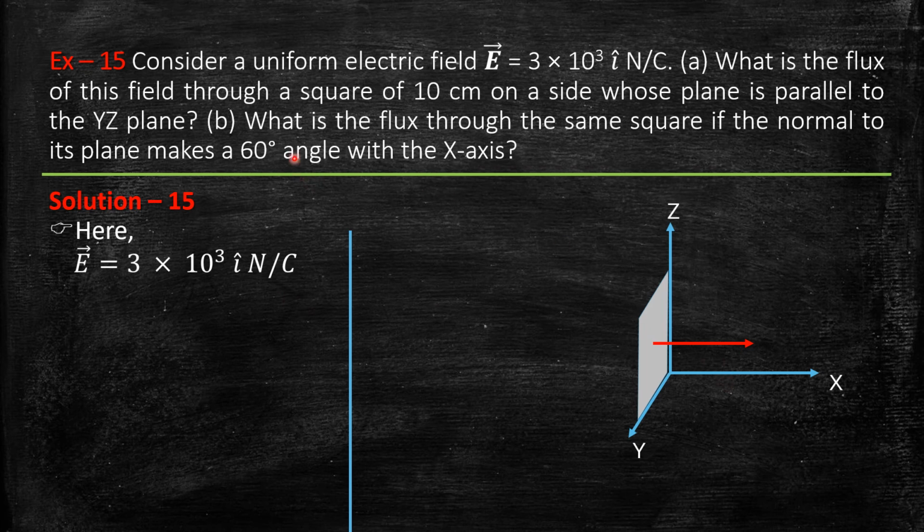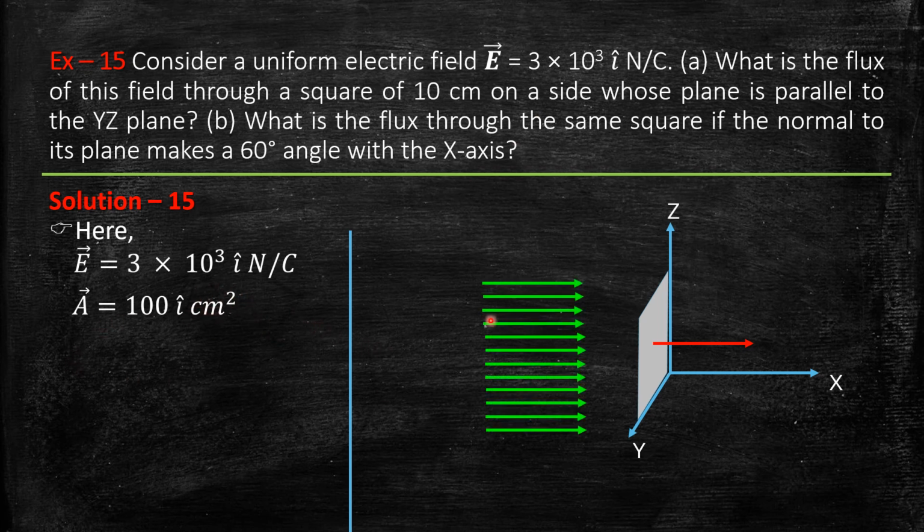In this situation, if I am asked to find the flux, what is the formula for flux? I have mentioned area here directly because the square has a 10 centimeter side length. So the area will be 10 into 10, 100 centimeter square. Be careful, it is centimeter square. And this is the electric field. So how do I find the flux? Flux is EA cos theta. In this case, the angle between E and A is 0, so cos 0 is 1. So simply take E into A: 3 into 10 raised to 3 multiplied by 100, but it is in centimeter square. You will have to convert it into meter square.